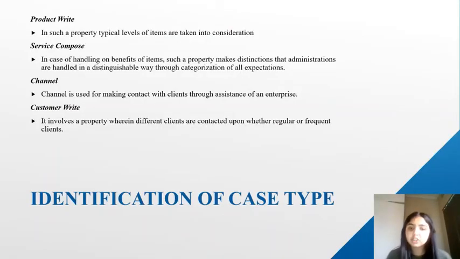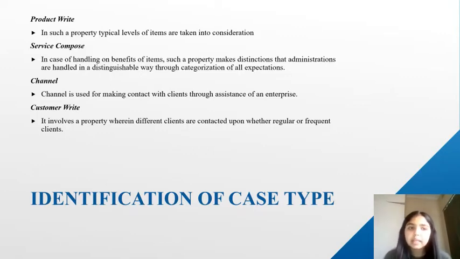We have identification of case type. How we can identify a case type is based on a number of factors, a range of properties. In conclusion, we have four types of classification here: product right, service compose, channel and customer right. In product right, typical levels of item are taken into consideration. The things that are very important and of typical levels are taken into consideration.